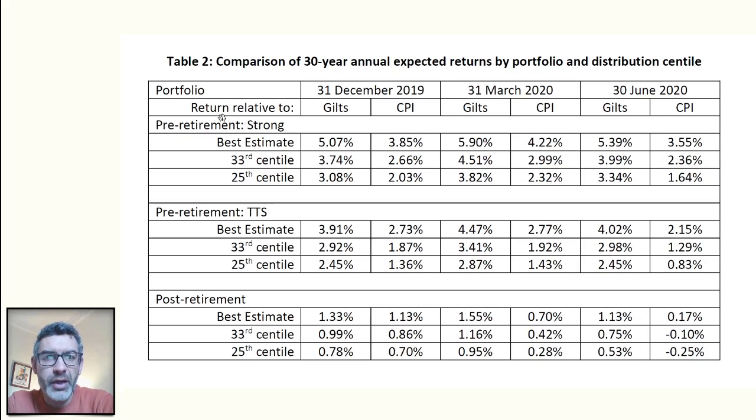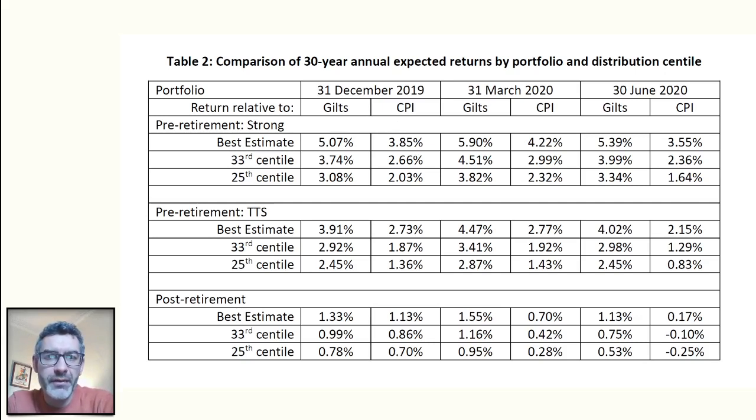One is the pre-retirement portfolio in the case of a strong covenant. One is the pre-retirement portfolio in the case of a tending to strong covenant. And the final one is the post-retirement portfolio, which is the same in both cases. Now, there are two columns at each date. One showing rates on a gilts plus basis, and one showing rates on a CPI plus basis. So this is the same as we've already seen.